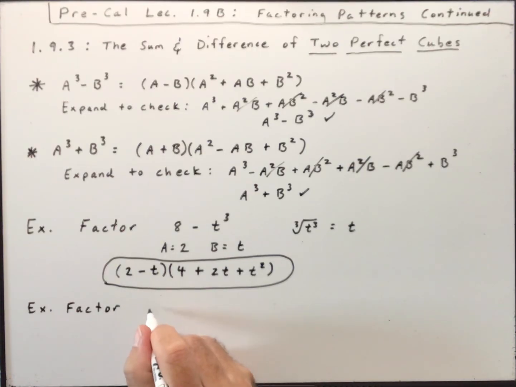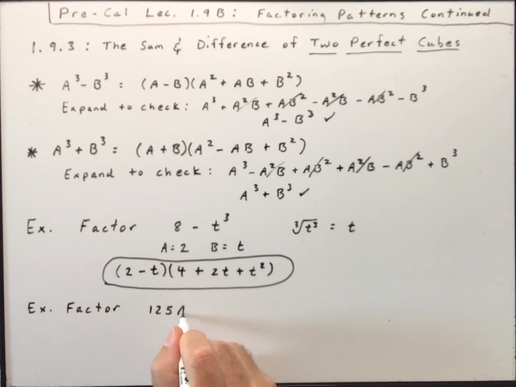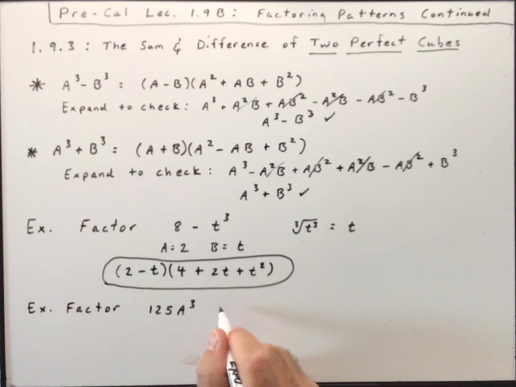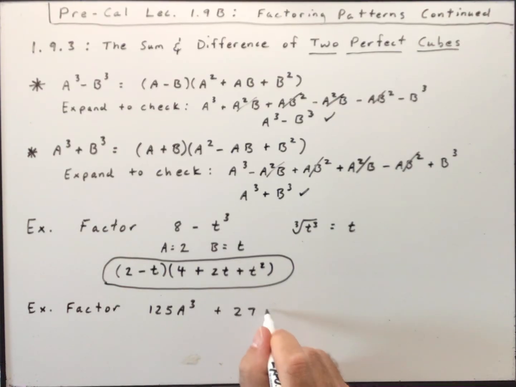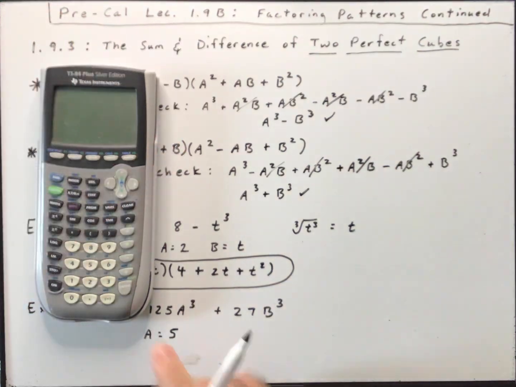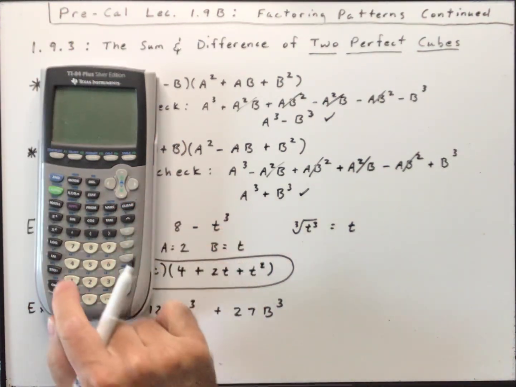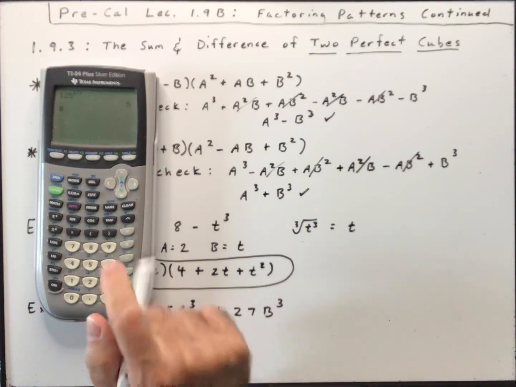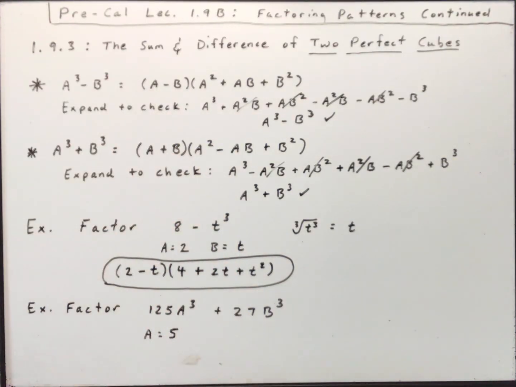All right, we want to factor 125a cubed plus 27b cubed. Okay, what is a? Well, the cube root of 125 is 5. Now let's say you're not sure about that. You can just put it in your calculator. Clear, 125, raise that to the 1/3 power, and your calculator will tell you that it's 5. All right, so a, and of course it would be 5a here because the cube root of a cubed is a.